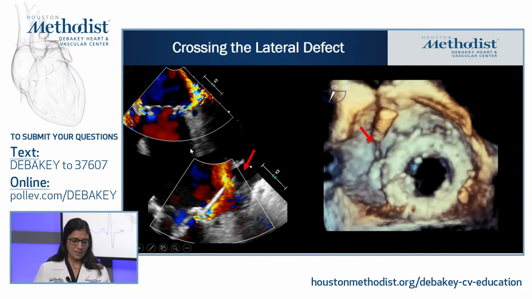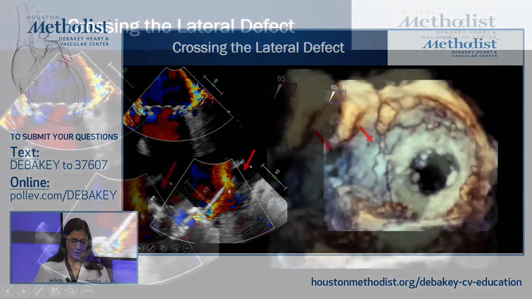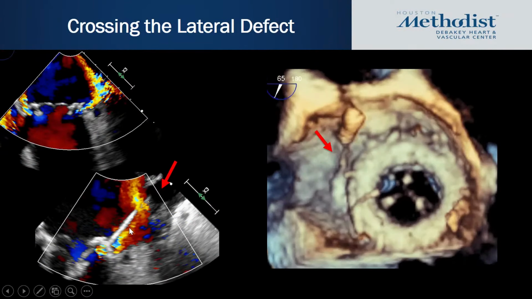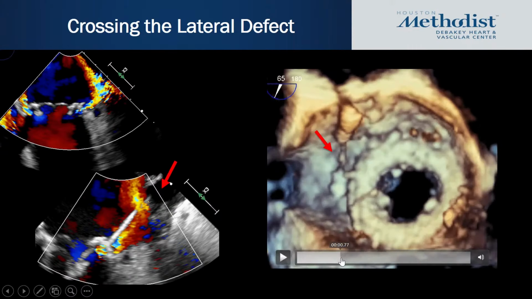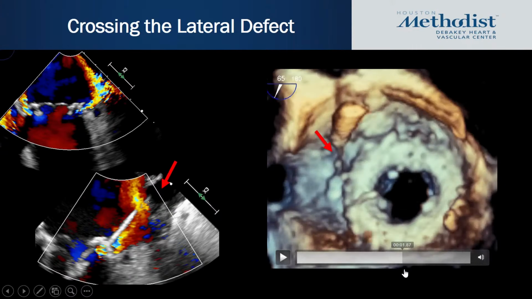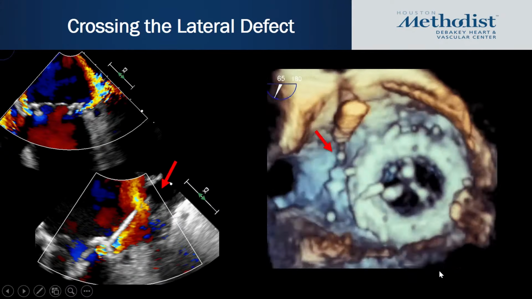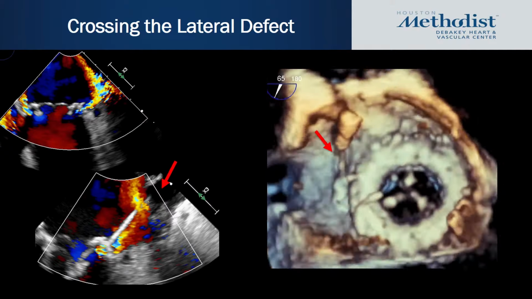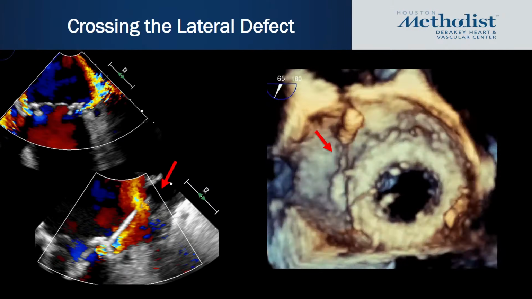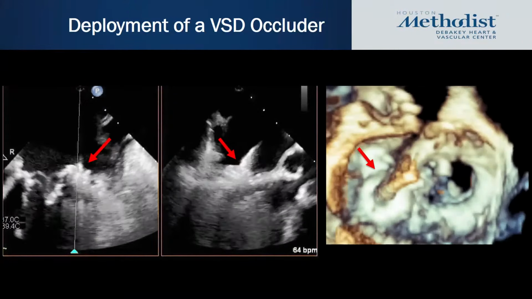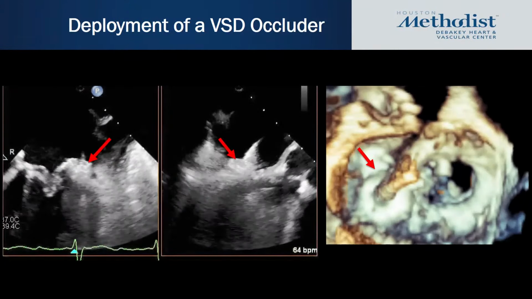So this is the baseline imaging followed by placement of the wire first into the larger lateral defect, again using a combination of 2D imaging and 3D imaging, and you can see that the wire is crossing the lateral defect. Remember that these defects are not linear but can be oblique, and sometimes it's hard for the wires to cross them. So they're not always linear. We were able to cross the lateral defect and deploy a VSD occluder.